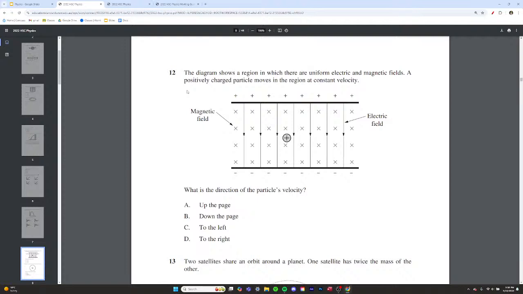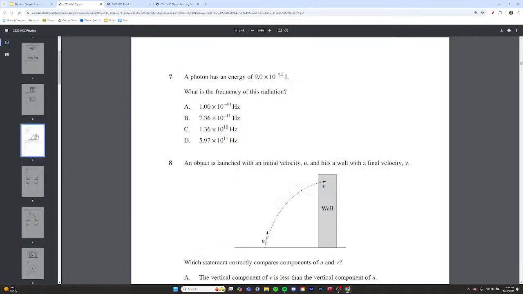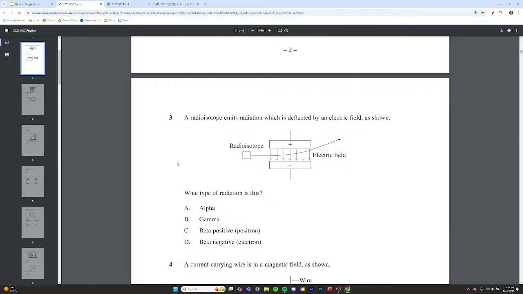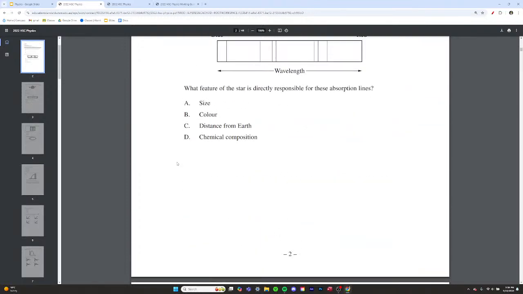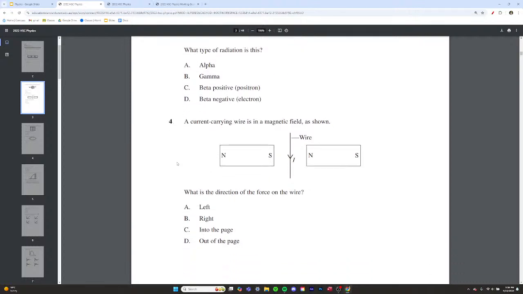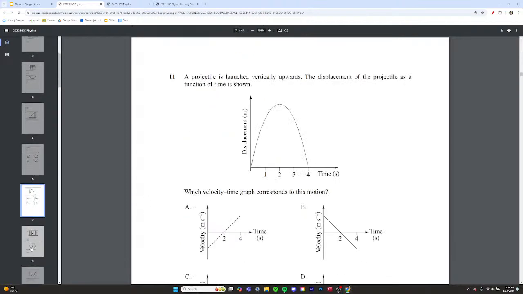Okay. Question 12 and question 2, was it? Was it question 2? Question 12 and question 4. Go remember those.